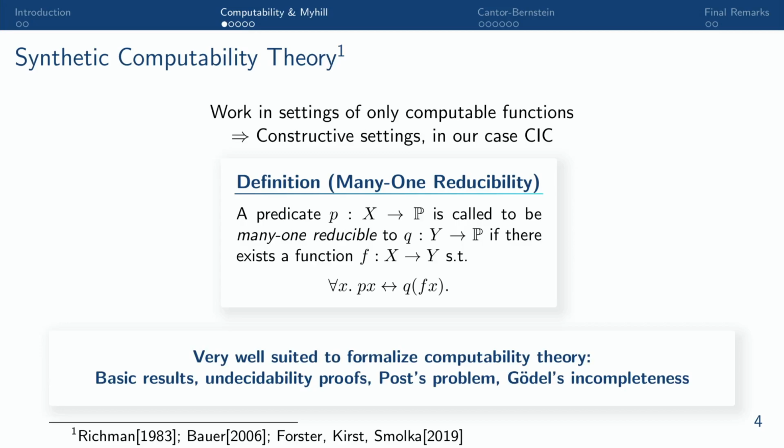And indeed, we were able to formalize not only basic results, but also look at different undecidability proofs for different problems, also at Post's problem for many-one reductions and truth table reductions, and look, of course, also at Turing reductions, and Gödel's incompleteness theorem also synthetically.